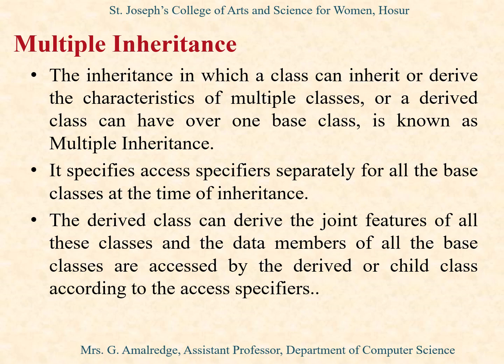The inheritance in which a class can inherit or derive the characteristics of multiple classes is known as multiple inheritance. In multiple inheritance, the derived class can derive all the features of the base classes, and the data members of the base classes are accessed by the derived class according to the access specifiers. It specifies access specifiers separately for all the base classes at the time of inheritance.